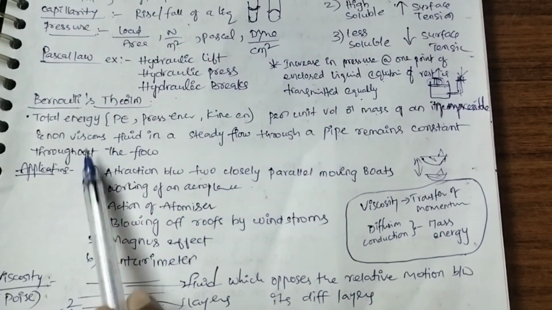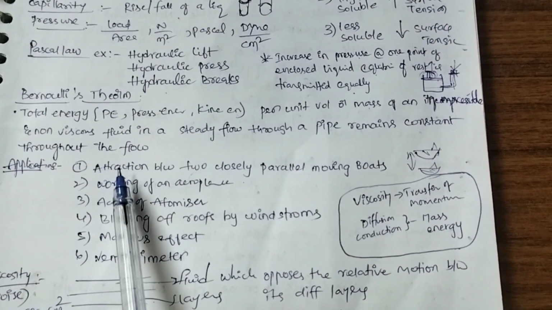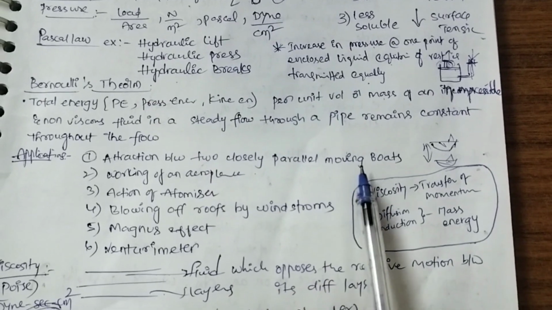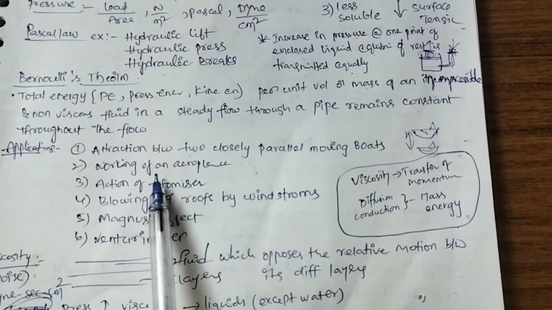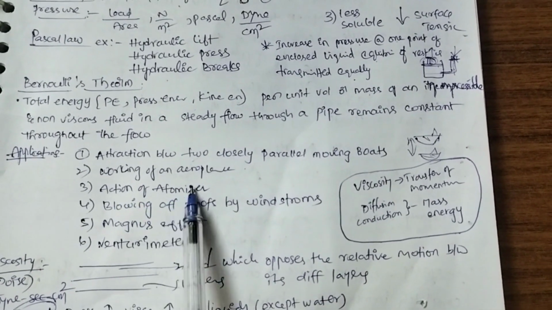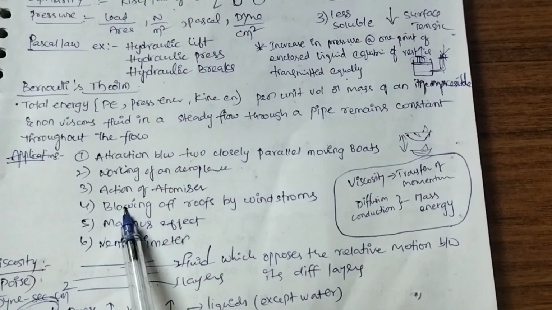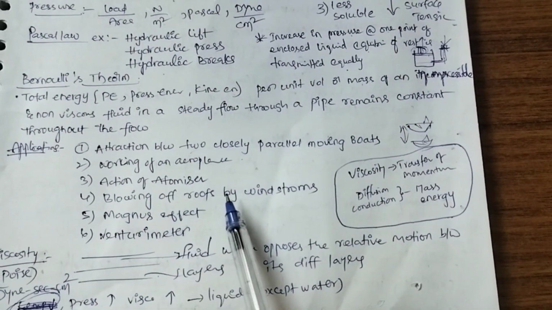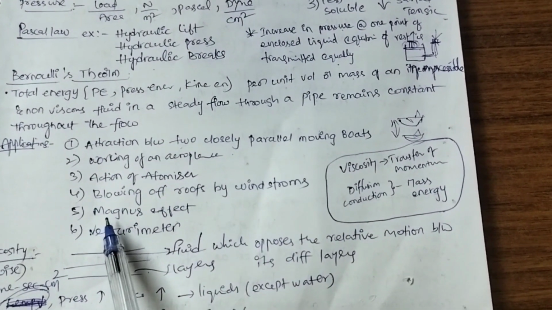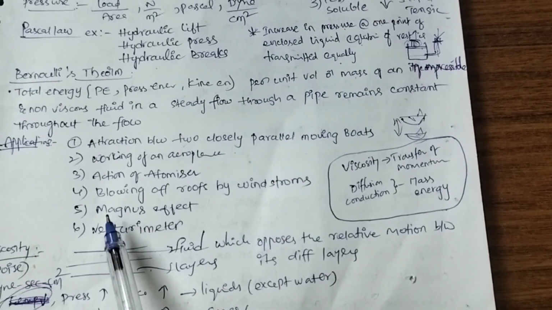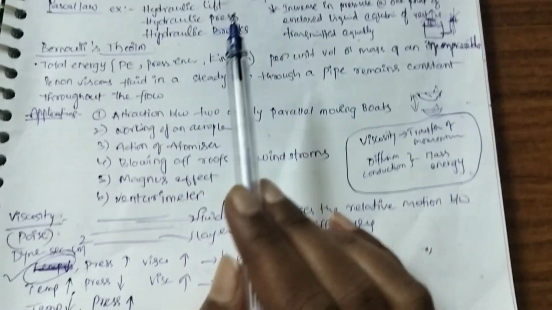What are the applications of Bernoulli's theorem? These are very important. Attraction between two closely parallel moving boats, working of an aeroplane, action of atomizers, blowing off roofs by windstorms, Magnus effect, Venturi meter. These all work on the principle of Bernoulli's theorem.